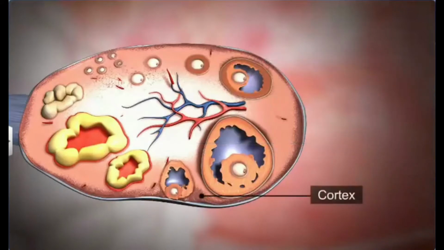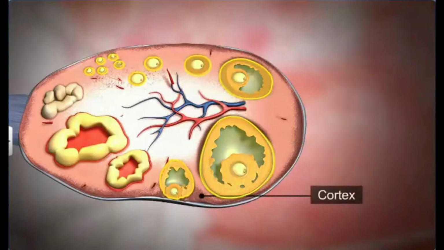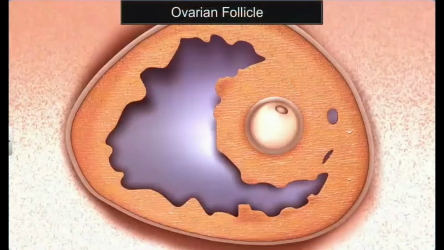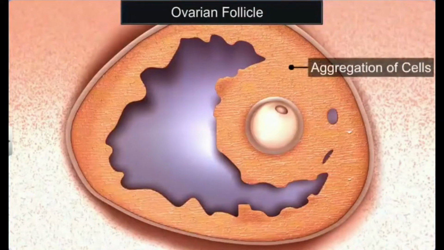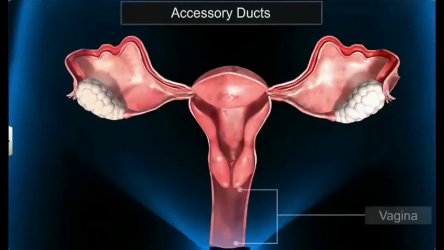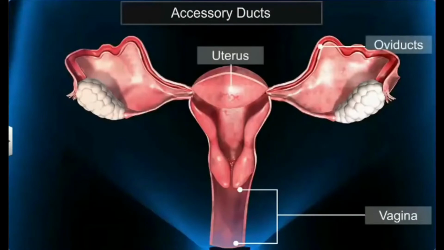The cortex consists of many ovarian follicles in different stages of development. The ovarian follicle is the basic unit of the female reproductive system and is composed of roughly spherical aggregations of cells found in the ovary. The accessory ducts of the female reproductive system are the vagina, oviduct, and the uterus.